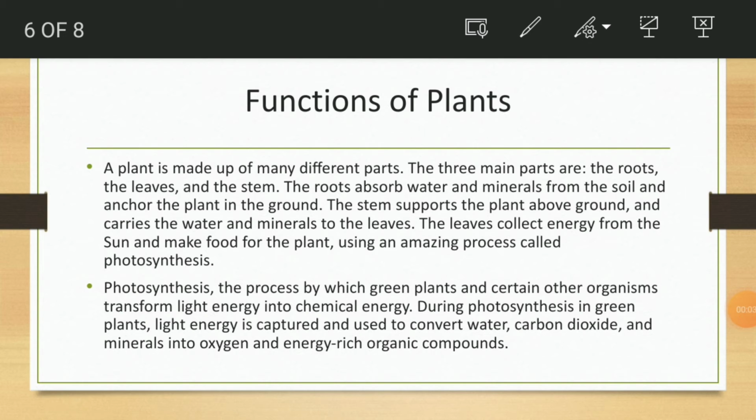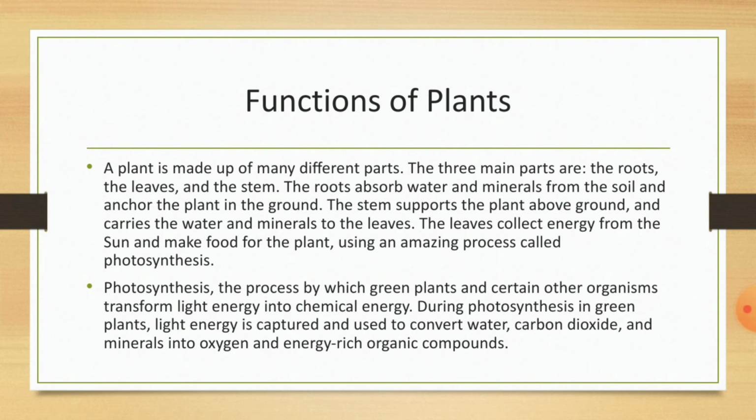Now, let's move on to functions of plants. A plant is made up of many different parts. The three main parts are the roots, the leaves, and the stem. The roots absorb water and minerals from the soil and anchor the plant in the ground. The stem supports the plant above ground and carries the water and minerals to the leaves. The leaves collect energy from the sun and make food for the plant using an amazing process called photosynthesis.